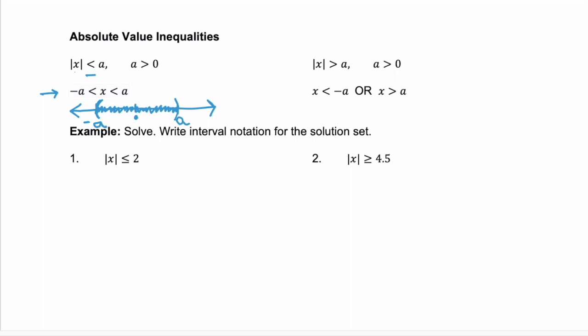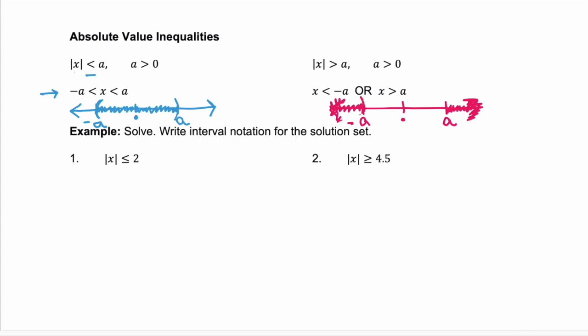Now, look at what we get when we have a greater than. So again, we're starting at some point, and we can go a to the right and negative a to the left. Here it's saying we have to travel more than a units. So more than a units would be anything past those a's.